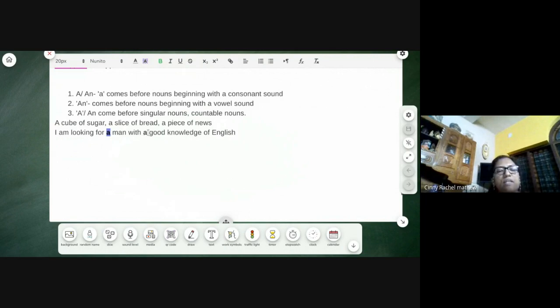Now, what about the second article, indefinite article? Repeat, the second A in the sentence. Here it means some or a kind of knowledge of English. So, I'm looking for any man with some kind of good knowledge of English.